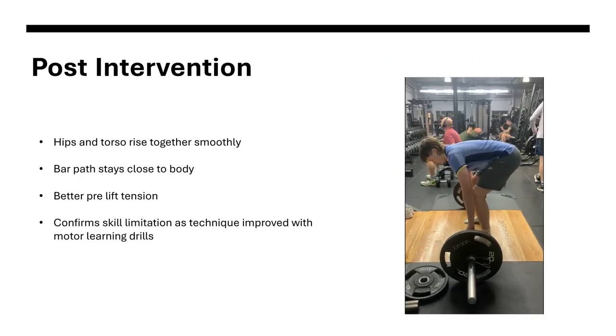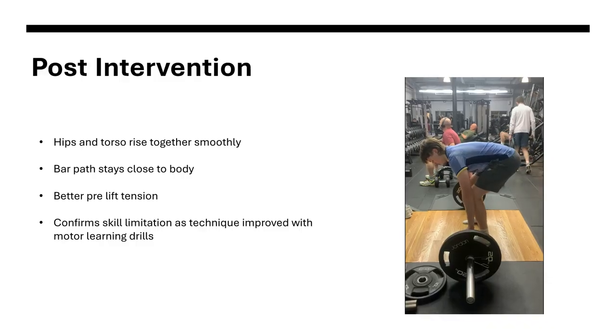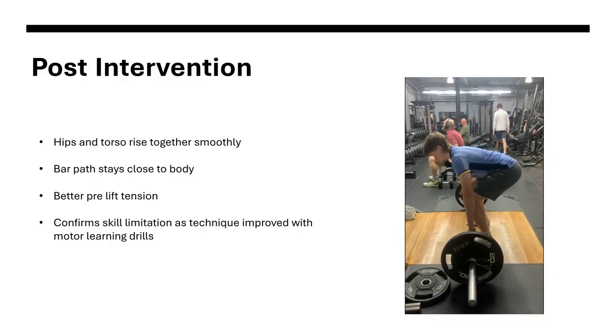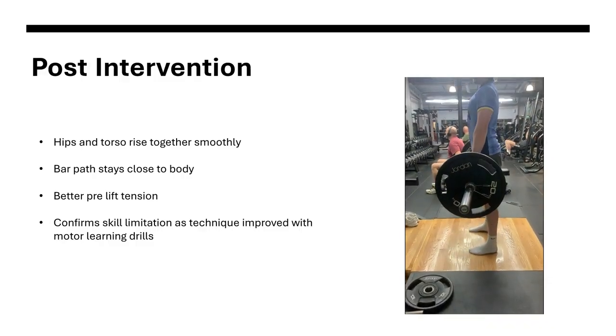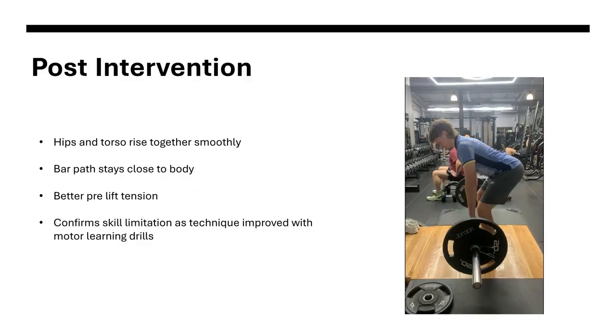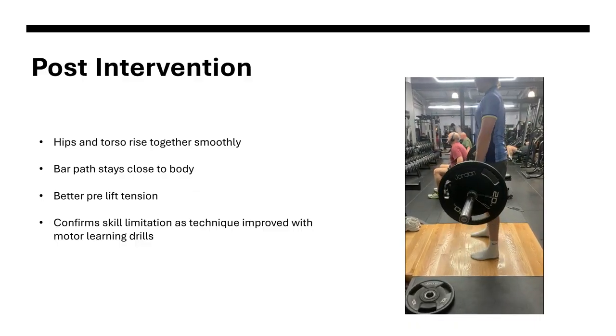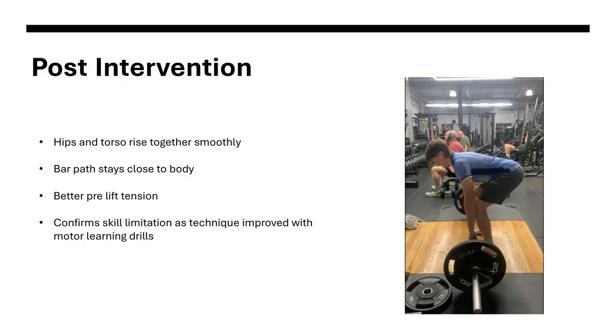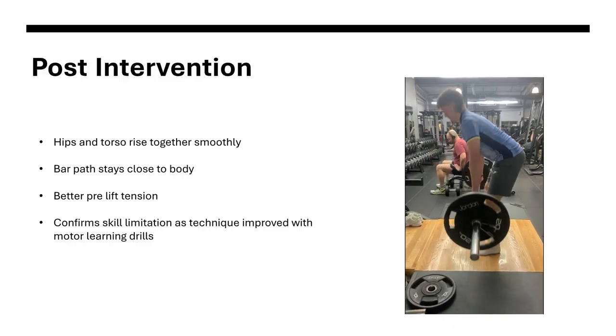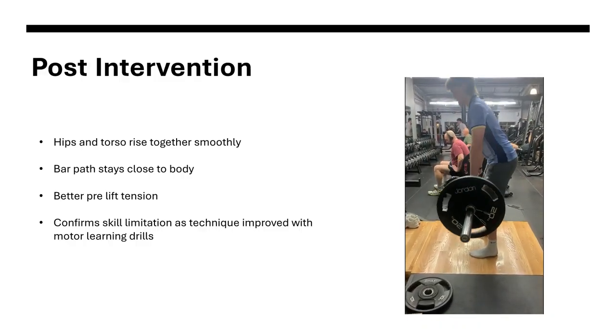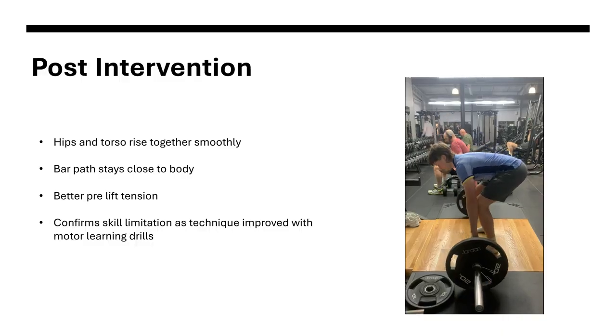After the intervention, George demonstrated a much more coordinated deadlift pattern. His hips and torso rise together, he maintains the bar close to his body, and the bar path is far more efficient. He also creates tension before lifting, which was missing earlier. These improvements confirm that George's issues were skill-based because correcting the movement pattern directly resulted in immediate visible progress.